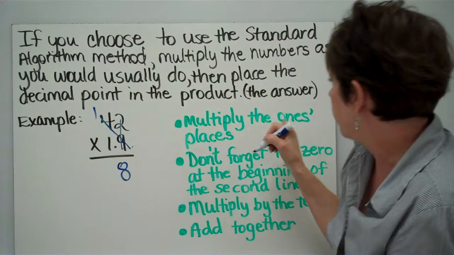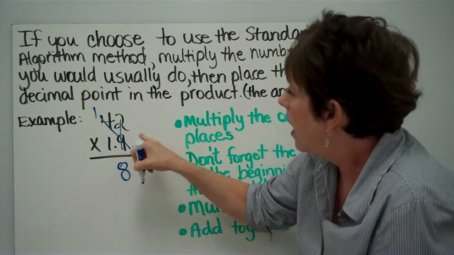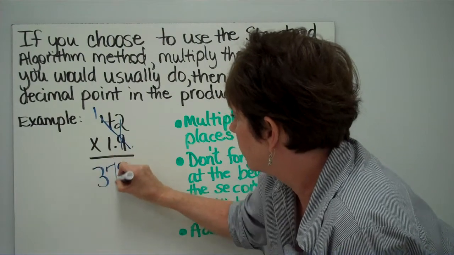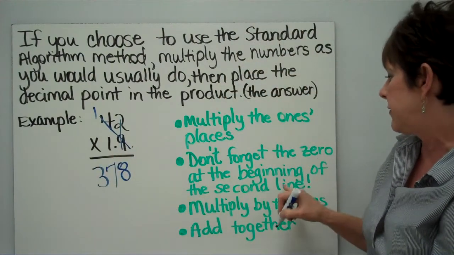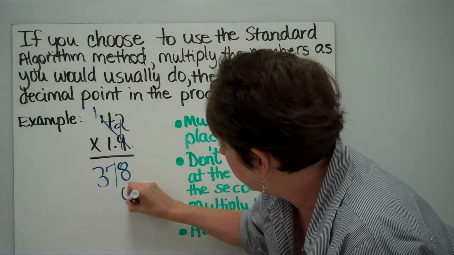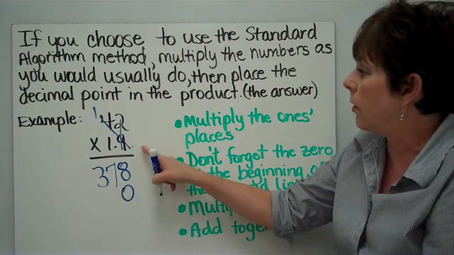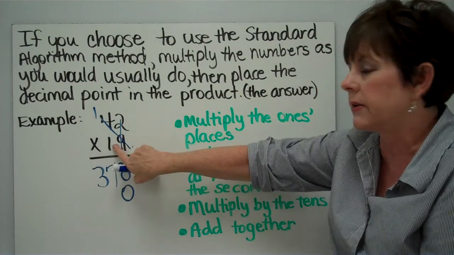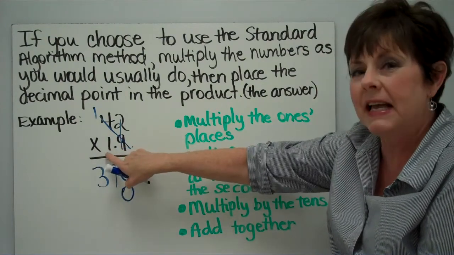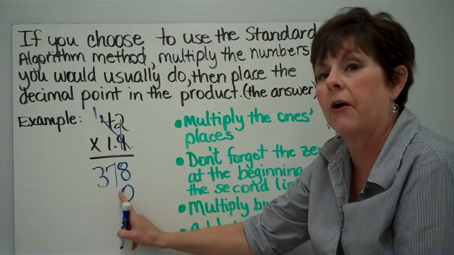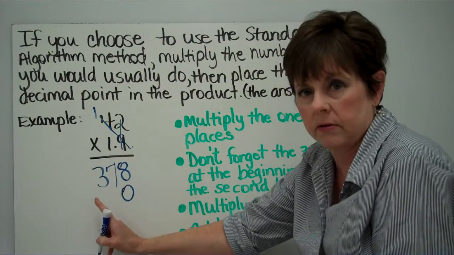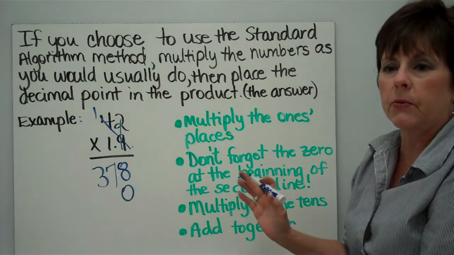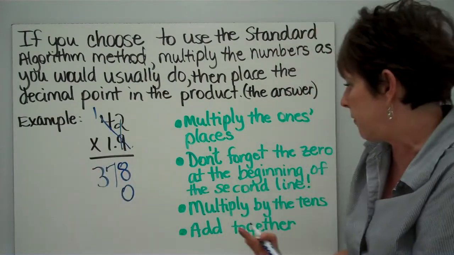9 times 4, I'm still on this ones place. 9 times 4 is 36, plus 1 is 37. Now, don't forget the 0 at the beginning of the second line. Because we're no longer multiplying by the ones place, we're moving over to the tens place, so we have to move our answer over here, our partial product, into the tens place. And putting a 0 there just helps you to remember to scoot it over.